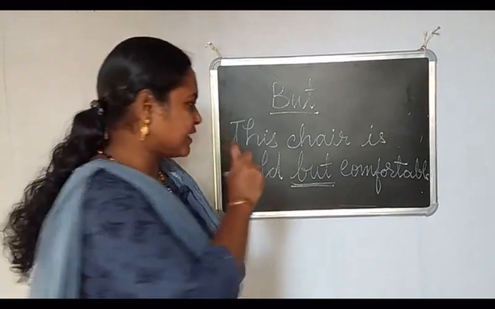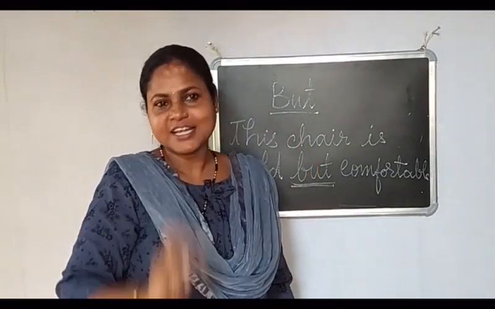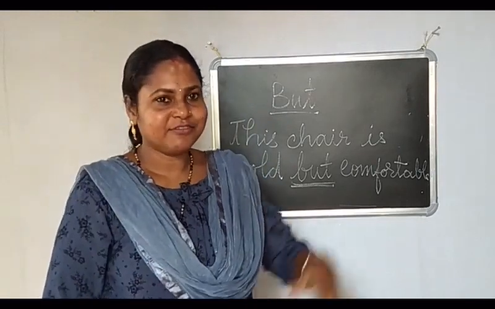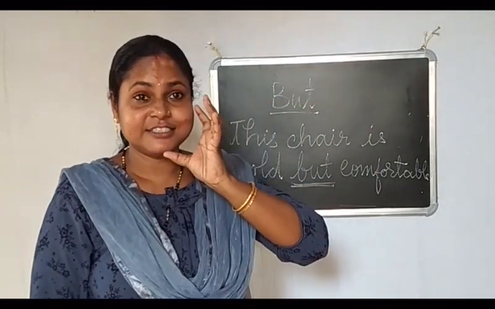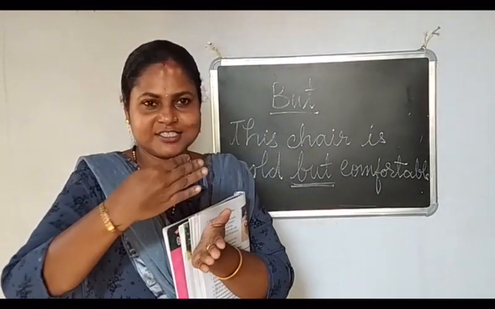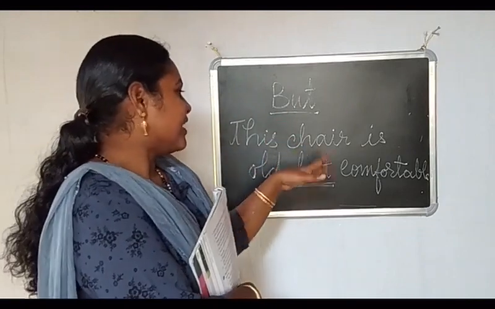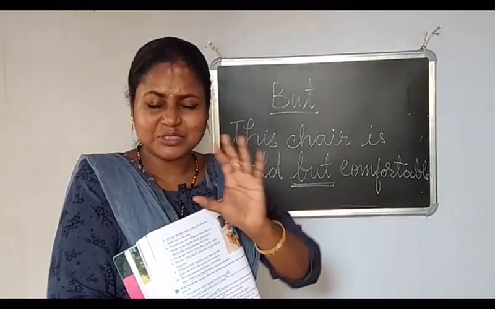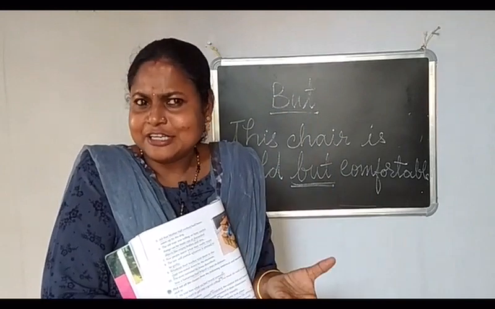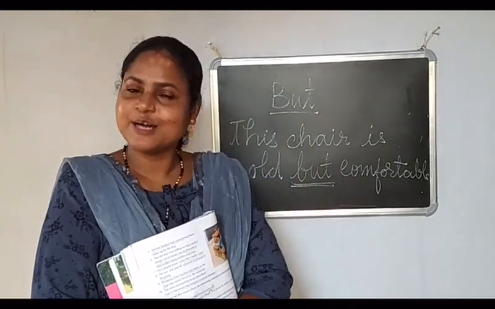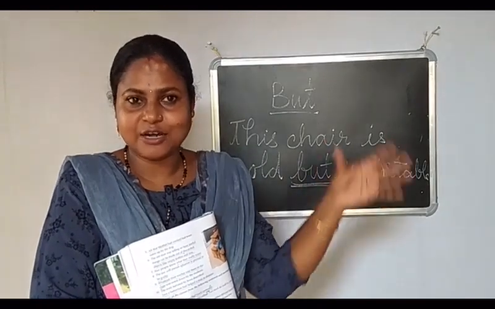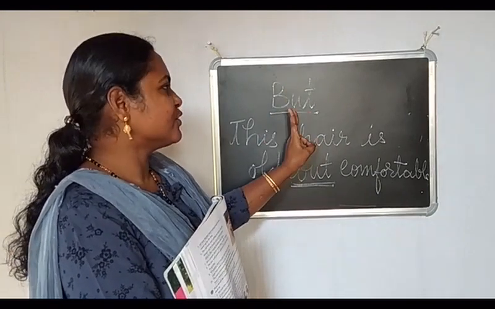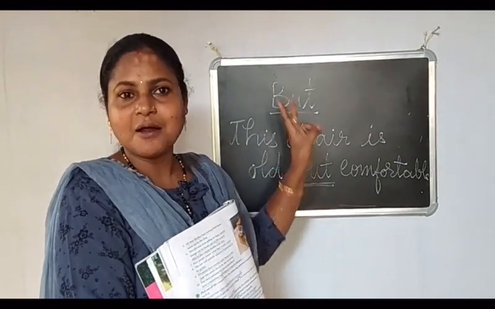Okay, we use this conjunction but to connect two sentences having a contrasting sense. They have a different sense, that are coming in contrast. For example, this chair is old but comfortable. This chair is old, that is not so fair. But even if it is old, we can sit comfortably. That is the meaning that we get out of this. So we joined these two sentences using this conjunction but.